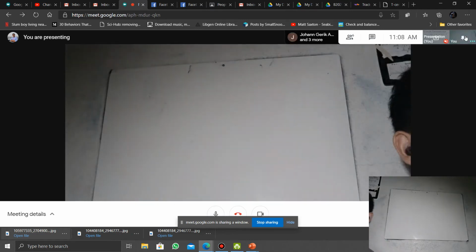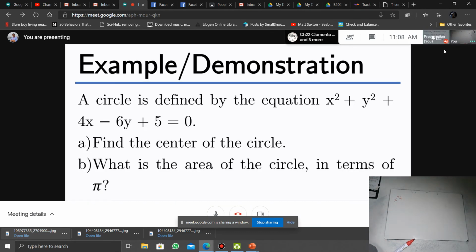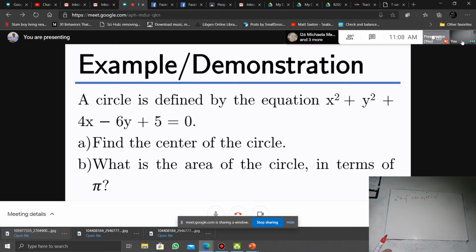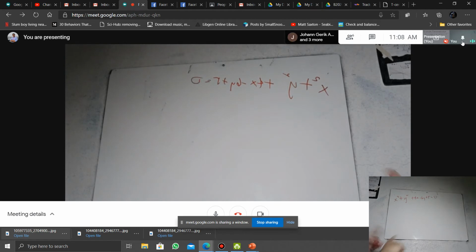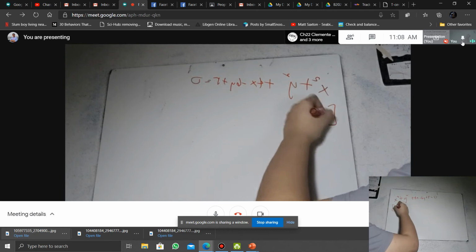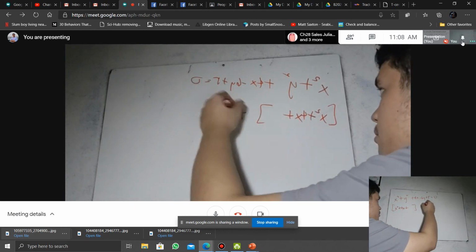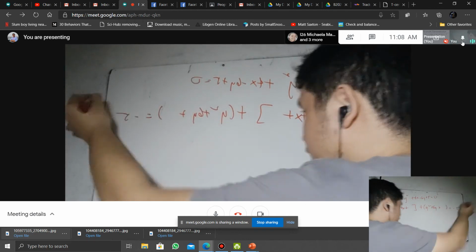Sige, let's go. X squared plus y squared plus 4x minus 6y plus 5 equals 0. Ngayon, gawin natin yung completing the square. Kaya lang, ngayon, dalawa lang yung variable. Same process, pero dalawa lang yung variable. What do I mean? X squared plus 4x plus blank plus y squared plus 6y plus blank equals negative 5.